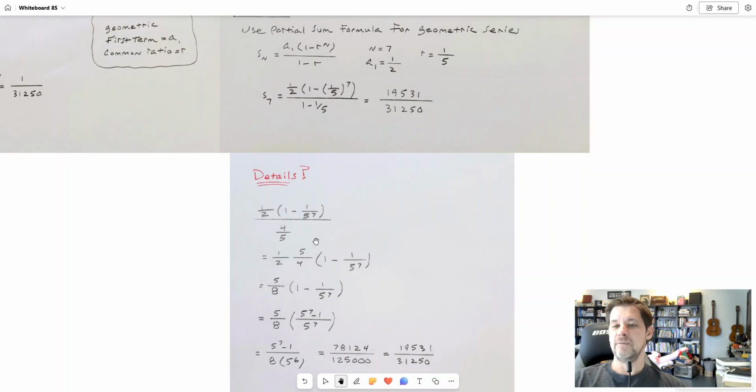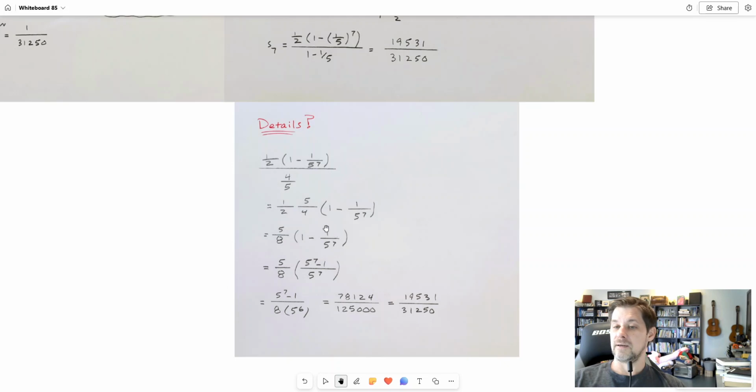I'm trying to do this: a half, 1 minus 1 over 5 to the 7th power, over 4/5. I'll do that this way. A half divided by 4/5 is a half times 5/4. That's 5/8. Then I'll subtract these fractions. That's 1 being 5 to the 7th power over 5 to the 7th power. So it's 5 to the 7th power minus 1 over 5 to the 7th power.